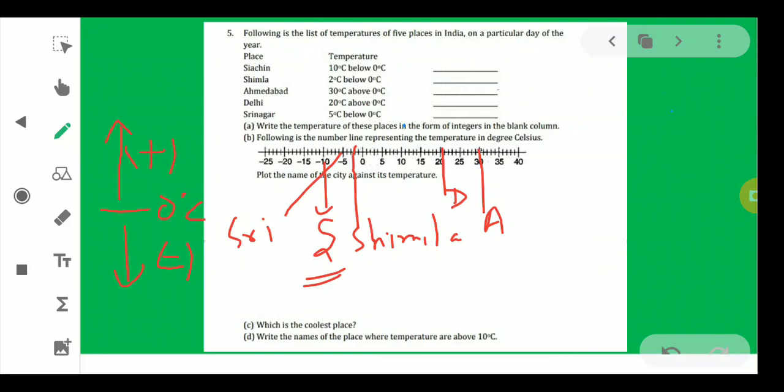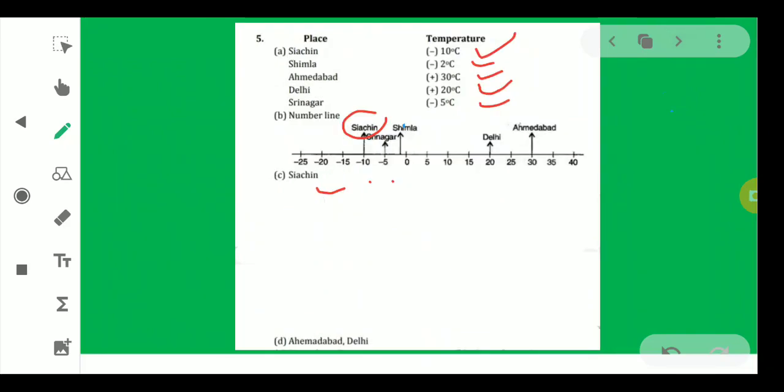Write the name of the place where the temperature is above 10 degrees. So above 10 degrees, we have to see which places have that temperature. We can see above 10 degrees we have Delhi and Ahmedabad. So there are two cities having temperature more than 10 degrees, Ahmedabad and Delhi.